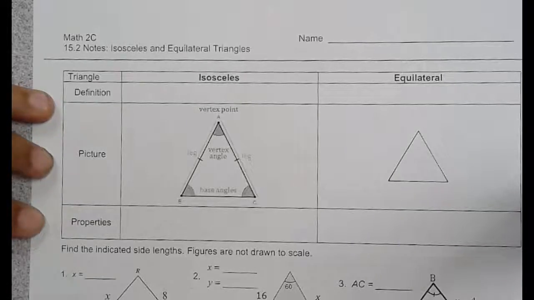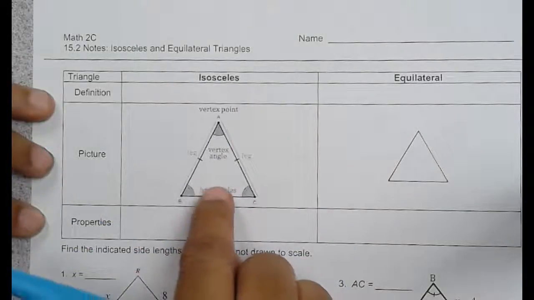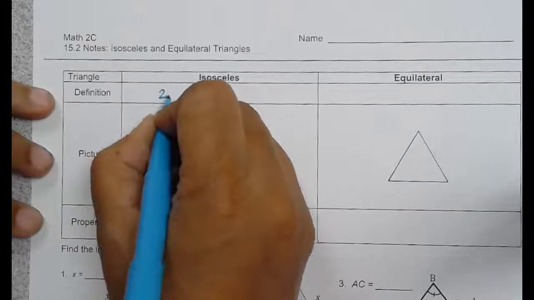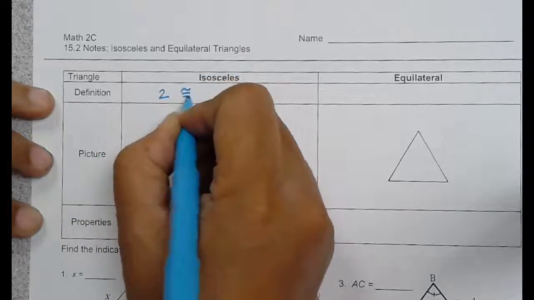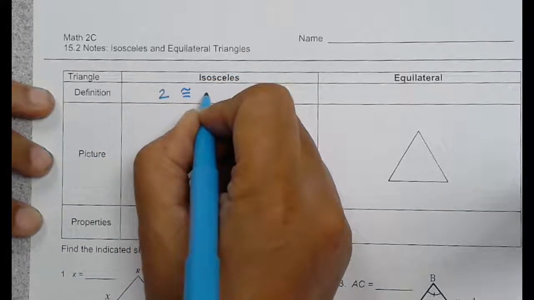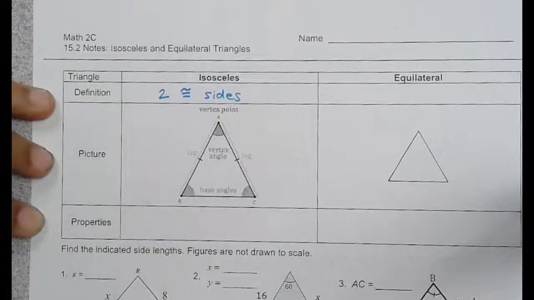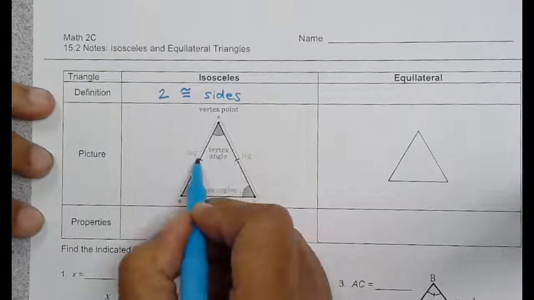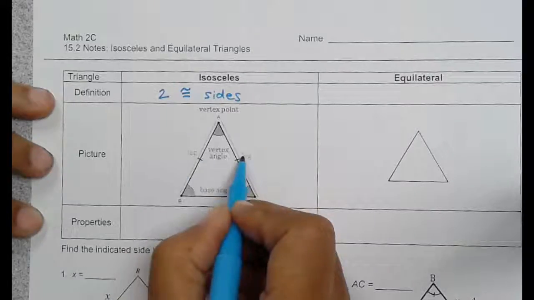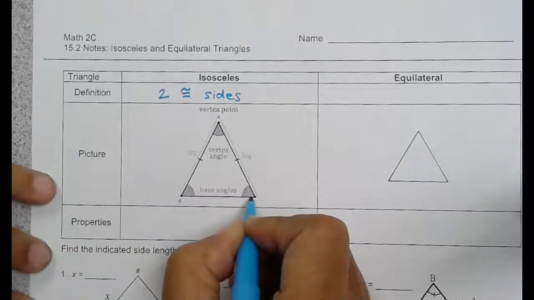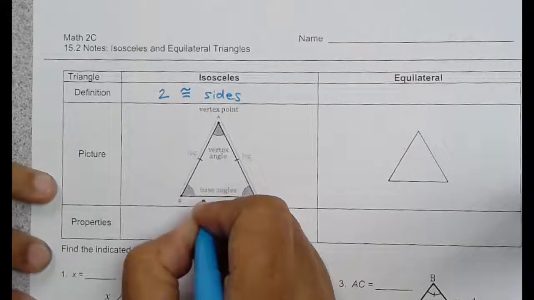We have the isosceles triangle, and the definition of an isosceles triangle is a triangle that has two congruent sides. Remember, the equal sign with the little squiggle on top means congruent. Congruent means equal in length. So basically we have two sides that are equal in length. We call those the legs. And then we have the side that's not necessarily congruent to these two, and that's called the base.